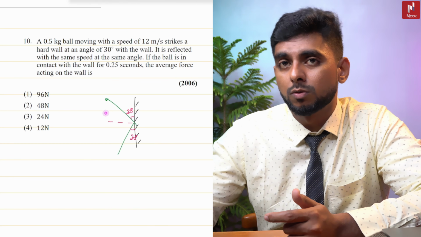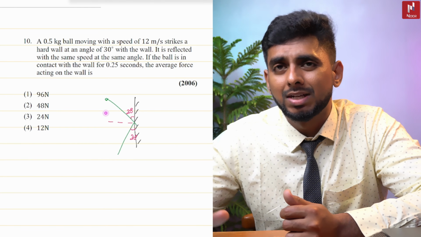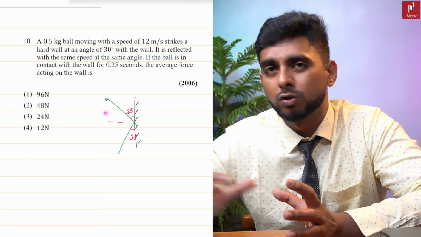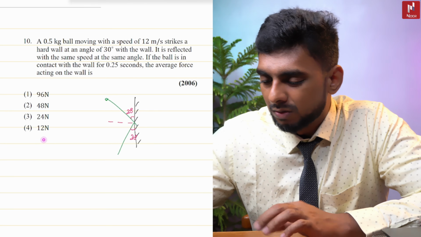The other way around is also possible. It could have hit the wall on the other side also. That too is possible, so the negative sign doesn't come into the picture. The only thing is I'll have to put all those negative signs and solve it. Finally, I'll have to get the magnitude and mark it. Okay, so it is obvious.